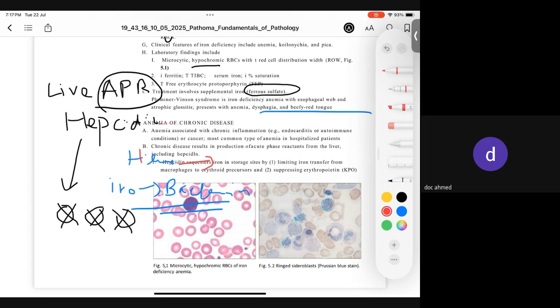So can I say that in anemia of chronic disease, due to acute phase reactant sequestration of the iron into the ferritin store, we can have iron deficiency anemia, right? Which is going to be an example of microcytic anemia, right?